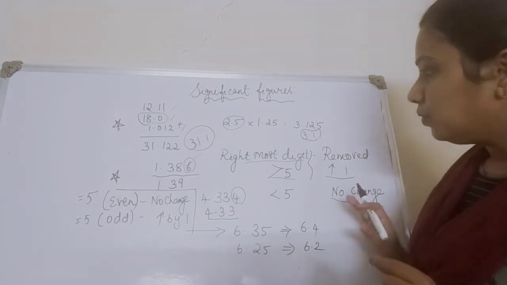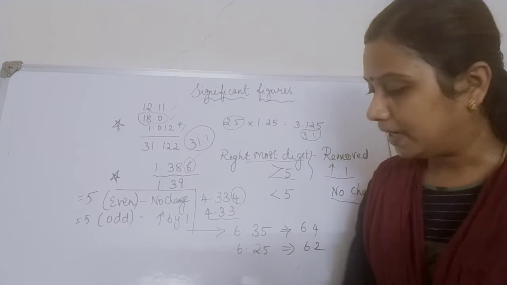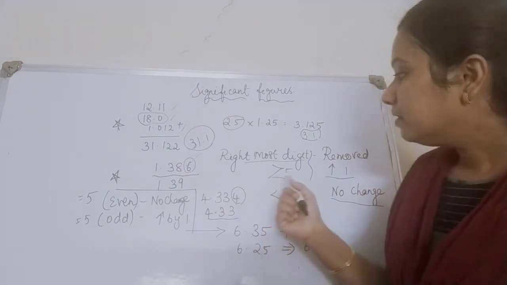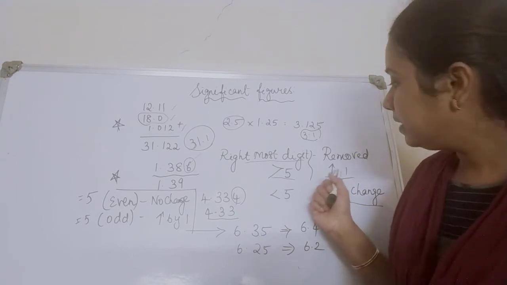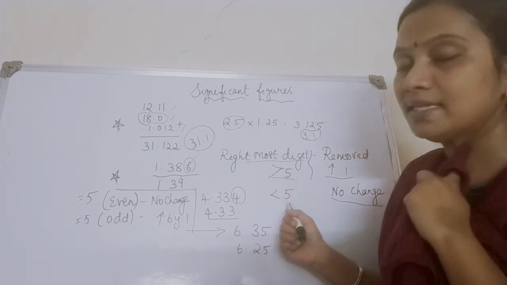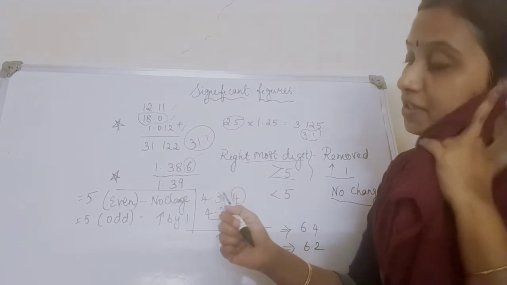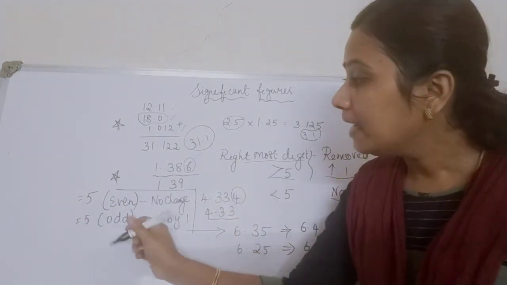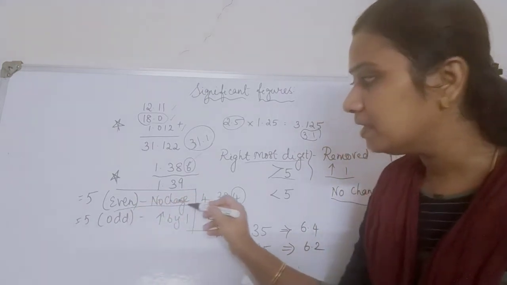Okay. Now, if the rightmost digit is 5, what will we do? I have told you, if the rightmost digit is greater than 5, then the preceding value should be increased by 1. And if the rightmost digit to be removed is less than 5, then there is no change. That also I told you. Now, if the rightmost digit is 5, and if the preceding number is even, then there is no change.